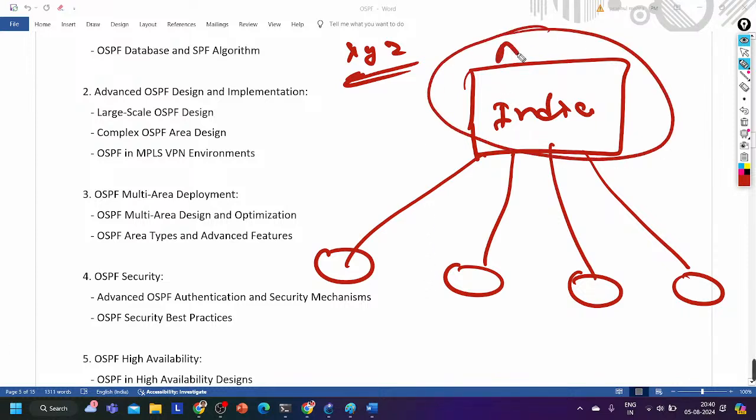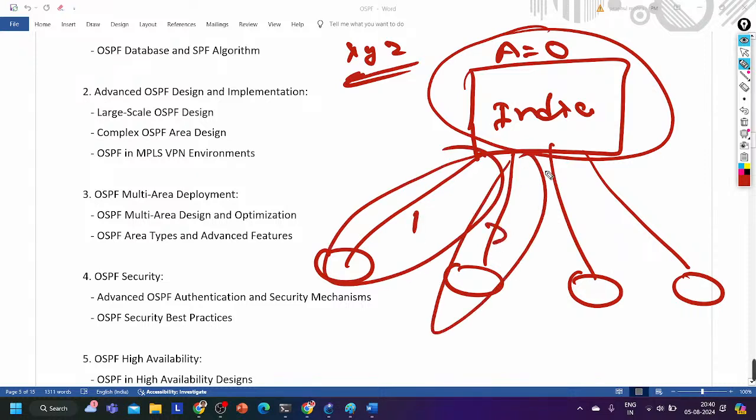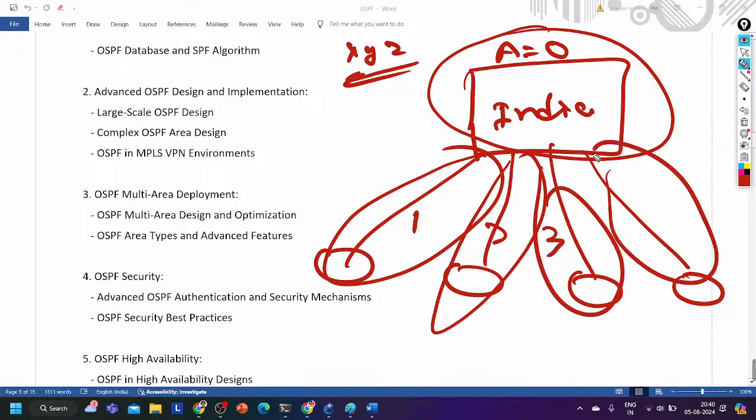Here I will configure OSPF area 0. Here I will configure OSPF area 1. Here 2. Here 3. Here 4. This is a real-time use case, right? I'm telling you, this is how we configure OSPF in real time in the XYZ company.